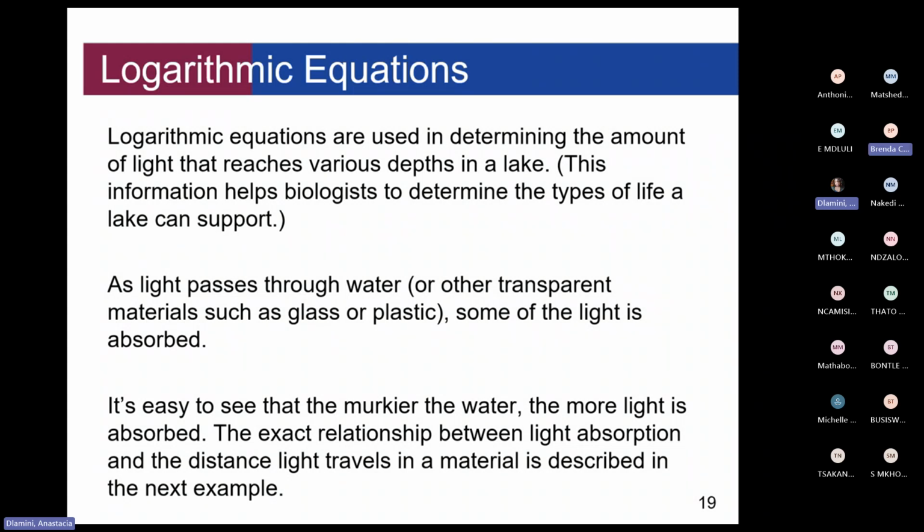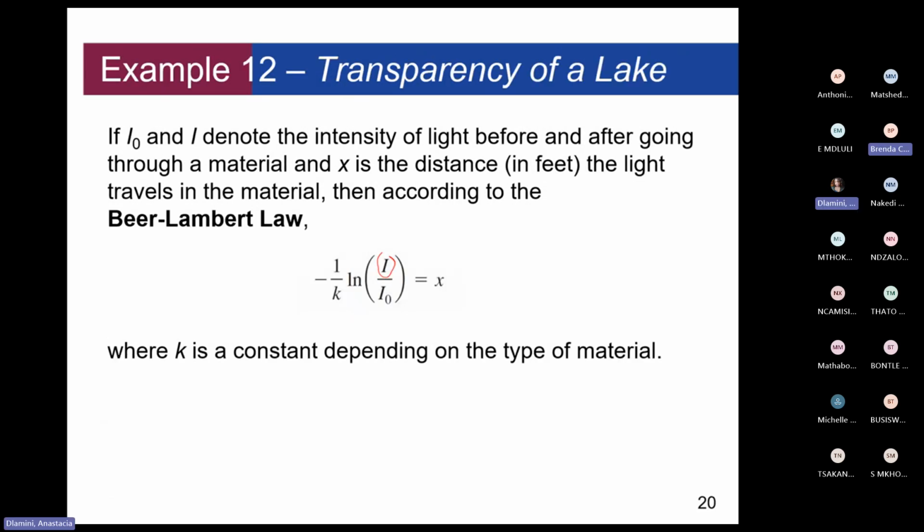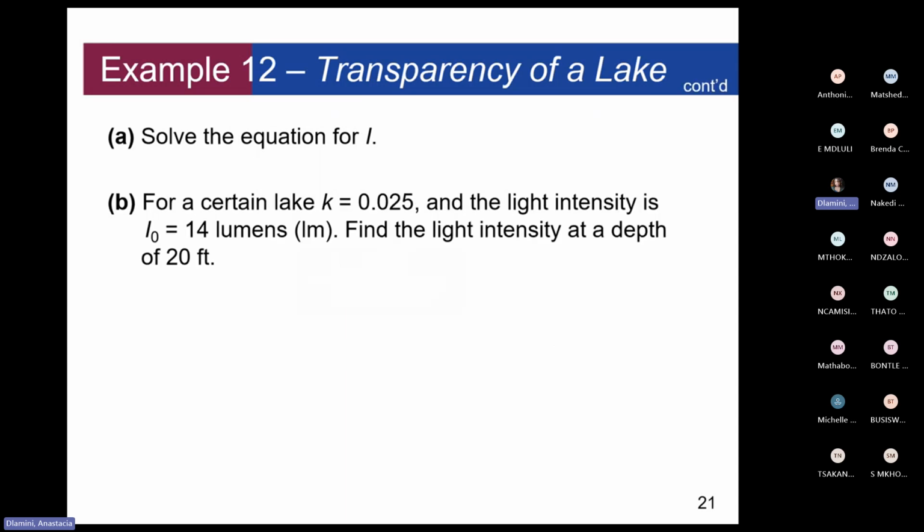Because look at this. This information helps biologists to determine the type of life a lake can support by using logarithmic equations. Do you see that? So it helps them to actually check what life that particular lake can support. So now they're saying this is the equation that they used. Now, the question is here, solve for I. How do you solve for I?